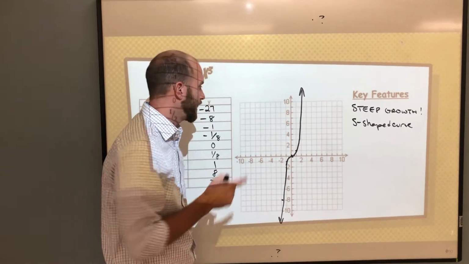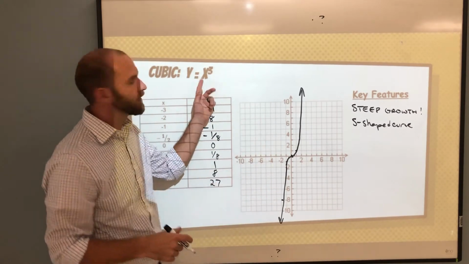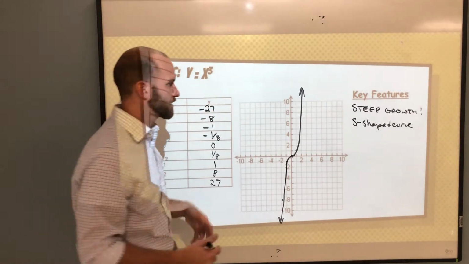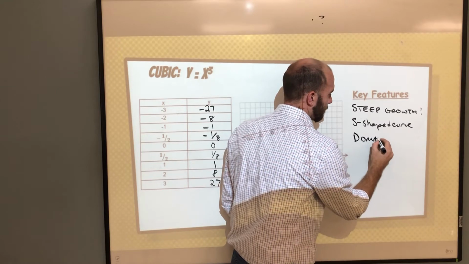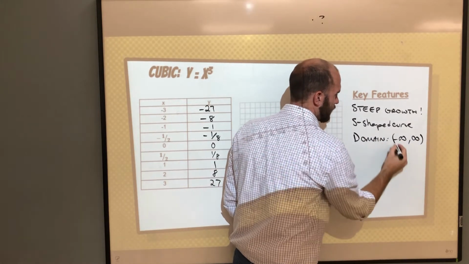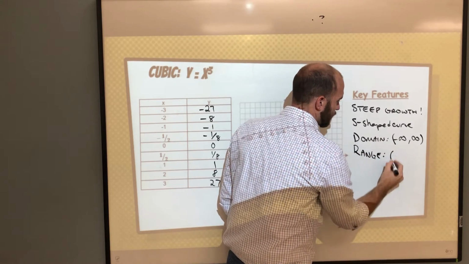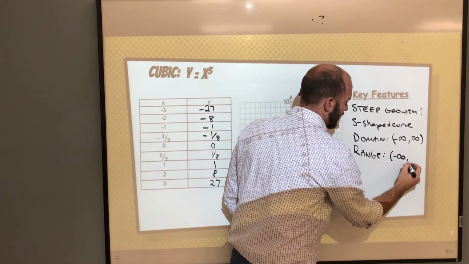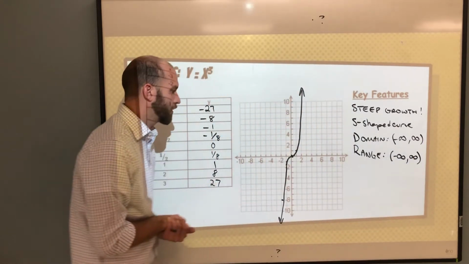Let's talk about the domain and range on the cubic function. So the domain, again, there's no value that I can't put in for x here. So the domain is negative infinity to positive infinity. And the range is the same. We see super negative y values and super positive y values. They would continue on forever.